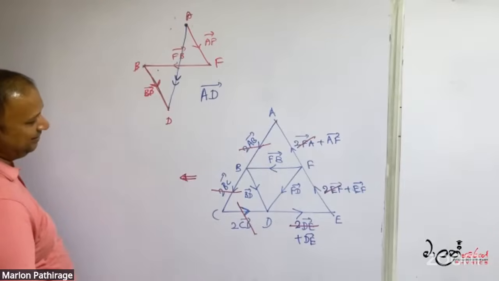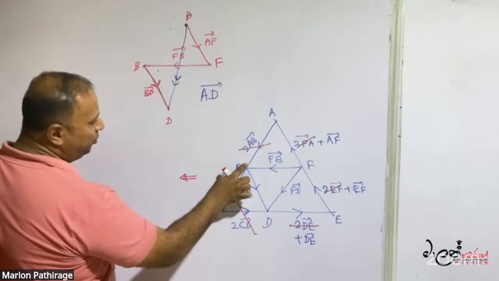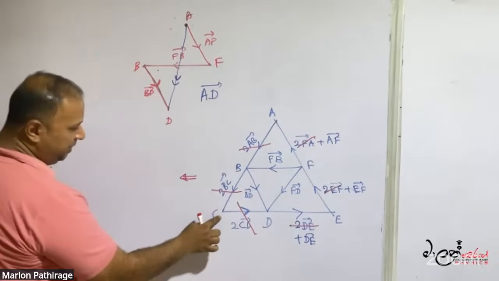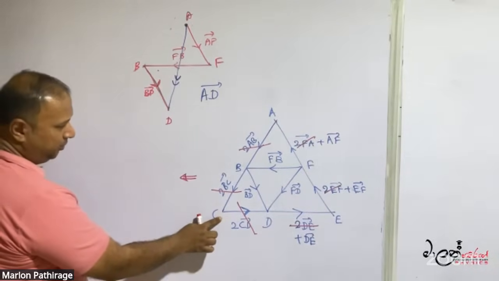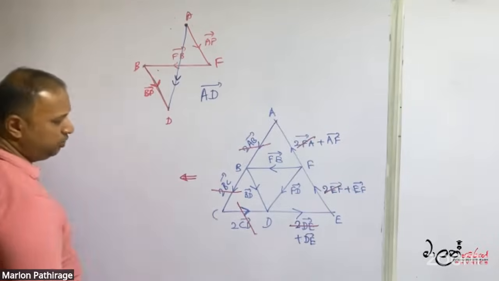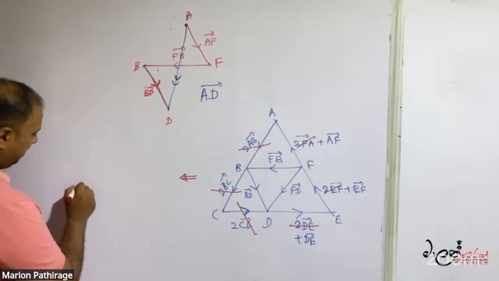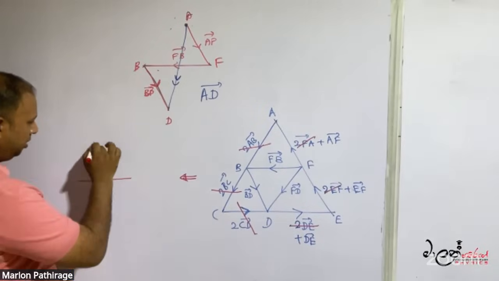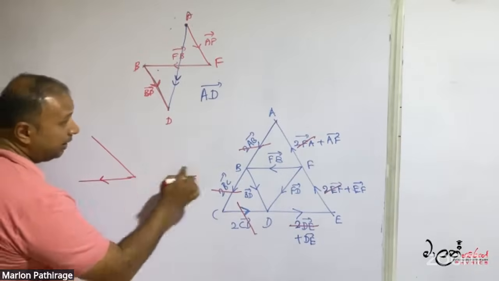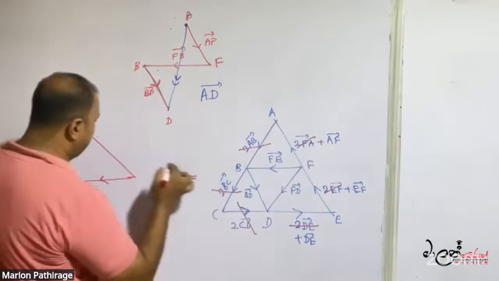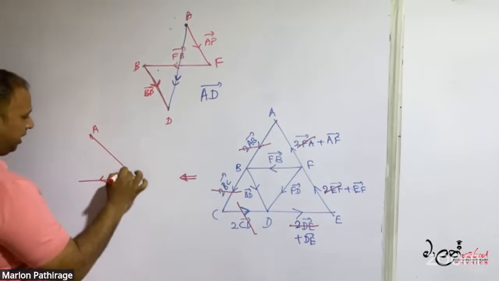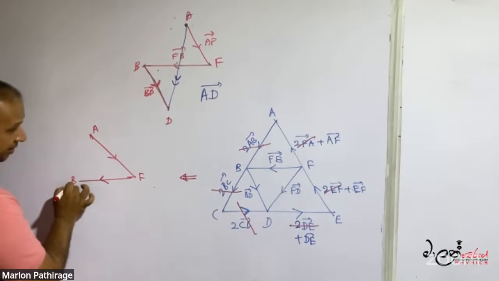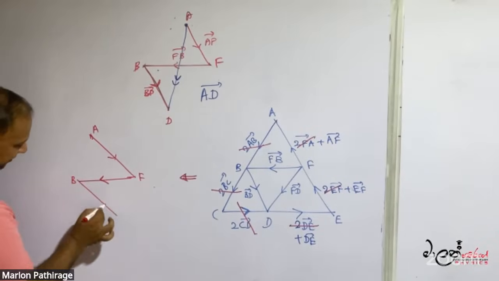Now there is no A to B vector. There's no A to B vector. Therefore, no need to write. There's no B to C vector. No need to draw. There's no C to D vector. No need to draw. Therefore, there's only an A to F vector there. A to F vector is there. F to B vector is there. B to D vector is there.